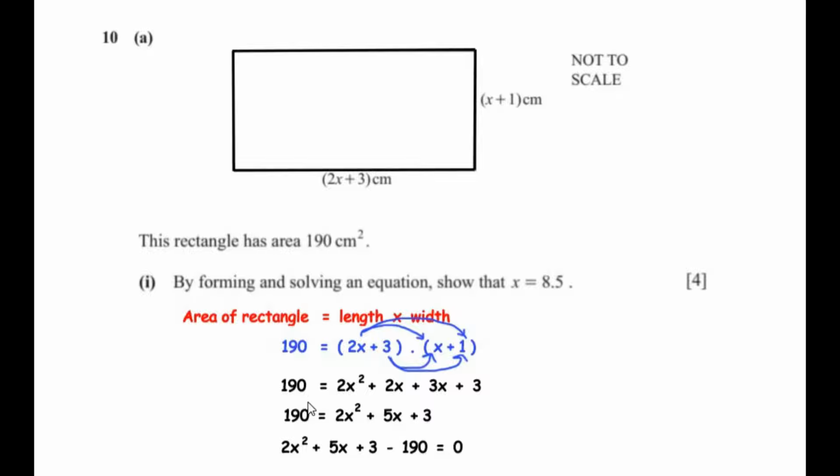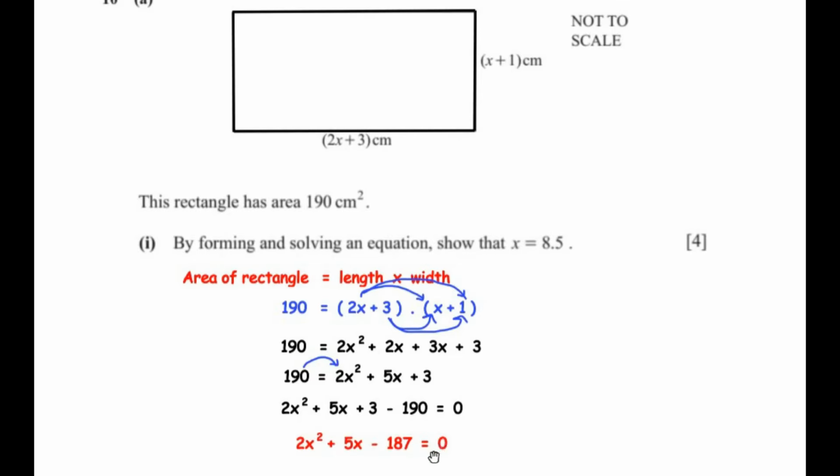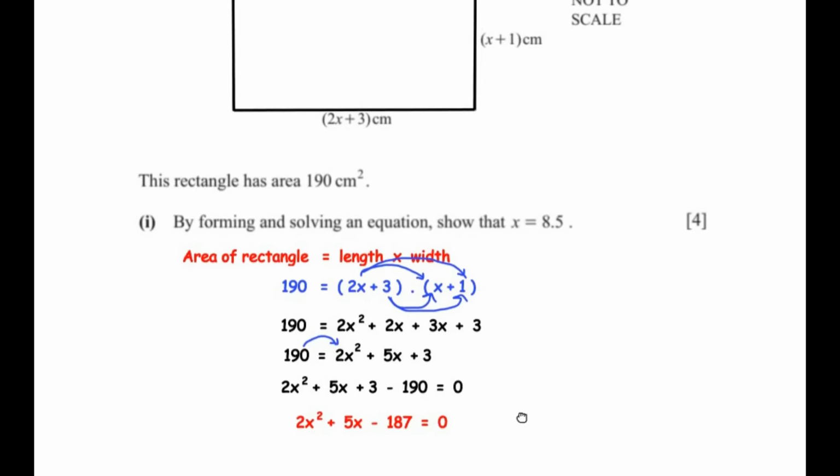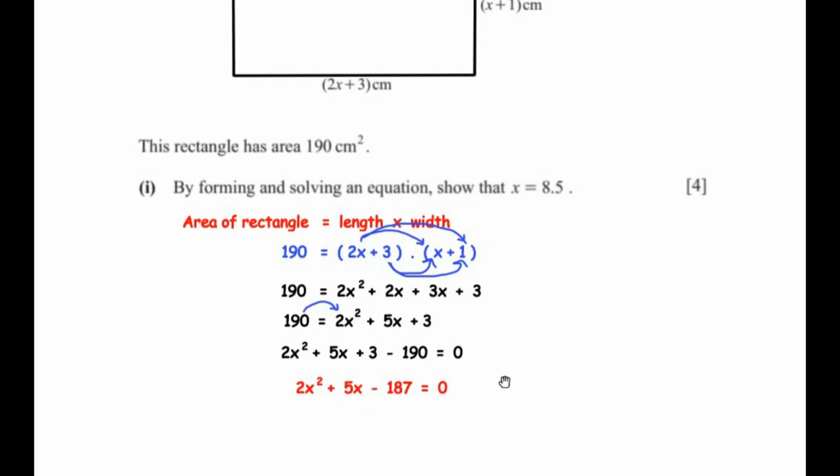Now let us take 190 on the other side of the equal to sign. So we get 2x square plus 5x plus 3 plus 190 becomes minus 190 is equal to 0. So here further simplifying we get 2x square plus 5x plus 3 minus 190 gives us minus 187 equal to 0. Now we have to factorize this equation, and to factorize it let us multiply the coefficient of x square with the constant. So 2 times negative 187 gives us negative 374.